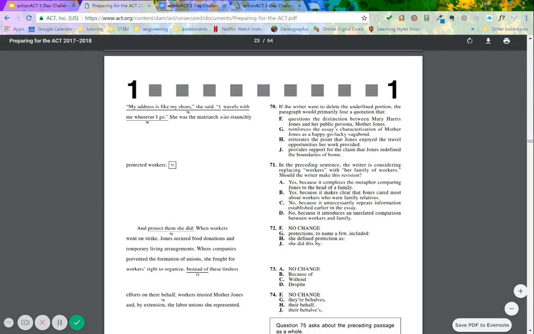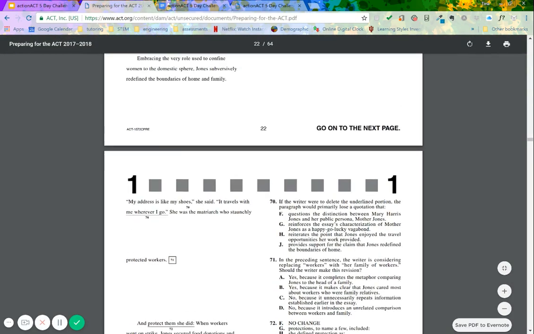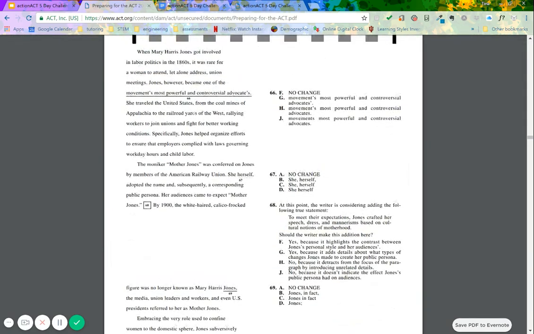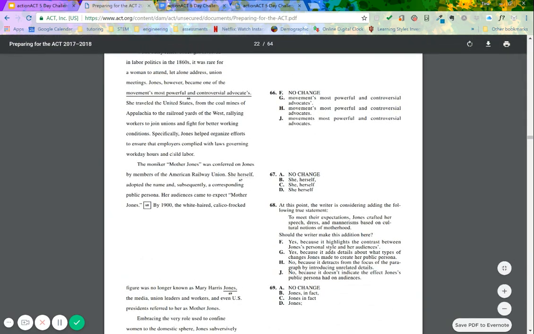And just because I'm visual, I want to show you this is what the English section looks like. I'm sure you've seen it before, you have your passage here on the left and the questions that go on the right.